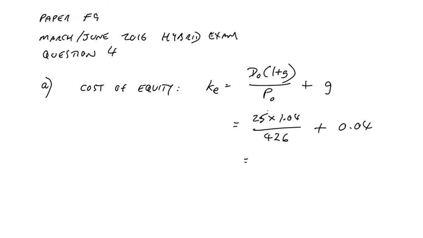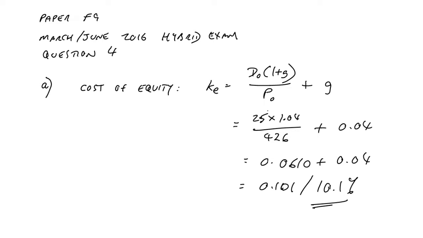25 times 1.04 divided by 4.26 is 0.0610 plus 0.04, which is 0.101, or of course 10.1%. That's easy marks, very, very standard.